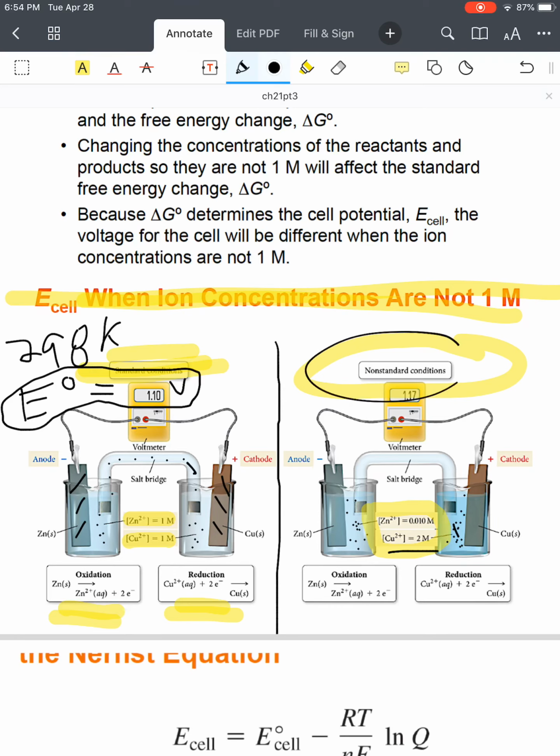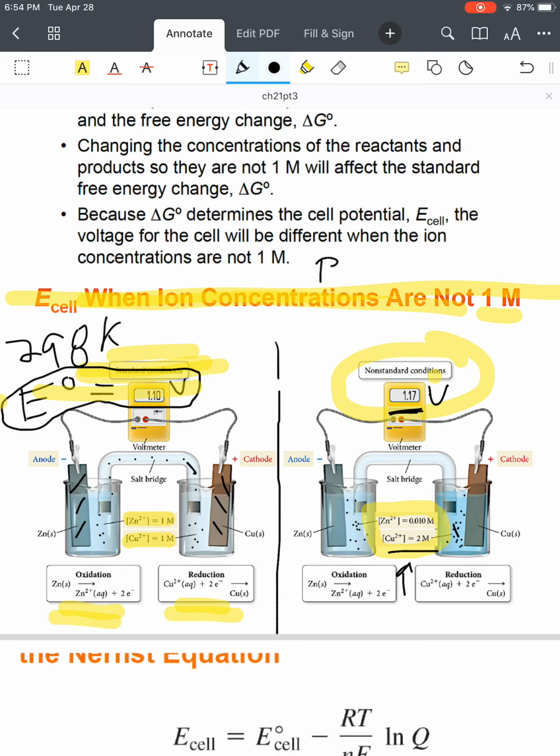It's a non-standard case. So it turns out that if you set this experiment up and you measure the cell voltage, it changes. No longer is it the 1.1 volts. Now it's 1.17 volts. The voltage has changed because the concentrations of our reactants change. Again, we're going to have to account for this mathematically. It takes a little bit extra work. We've got to learn a new equation.